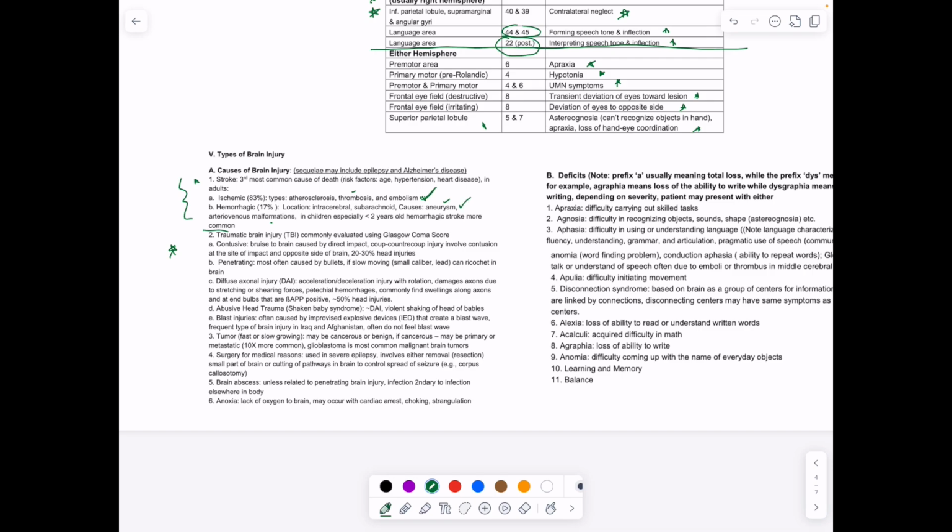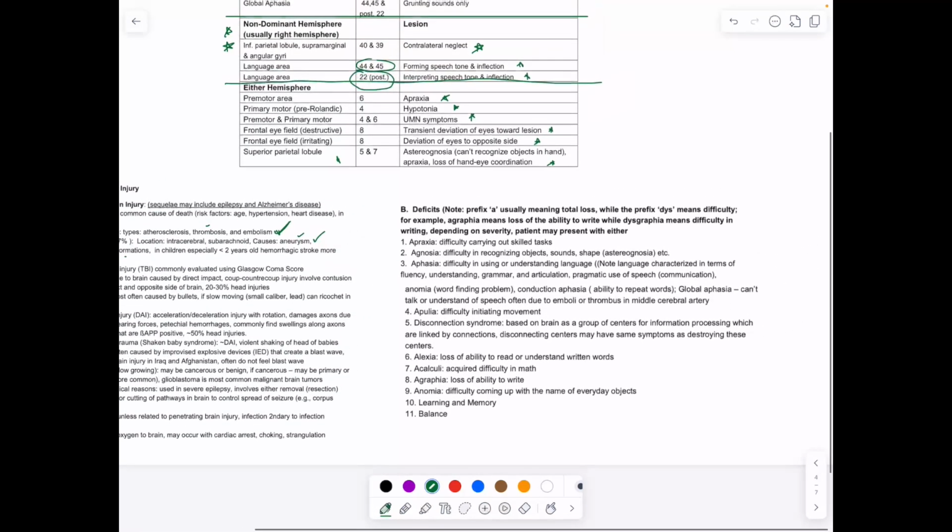Traumatic brain injury: contusive, direct impact, penetrating like bullets, diffuse axonal, so rotation, abusive head injury, shaken baby, blast injuries, tumors, surgeries, brain abscess, infection. And then anoxia, just lack of oxygen to the brain as a result of maybe strangulation.